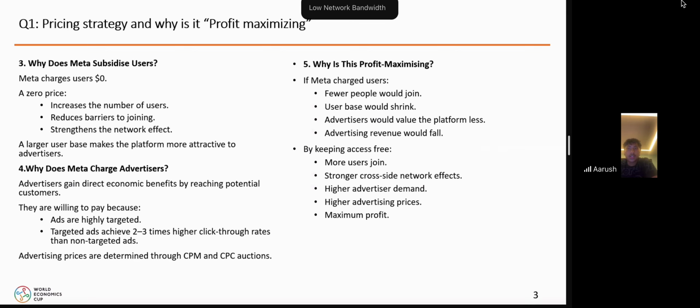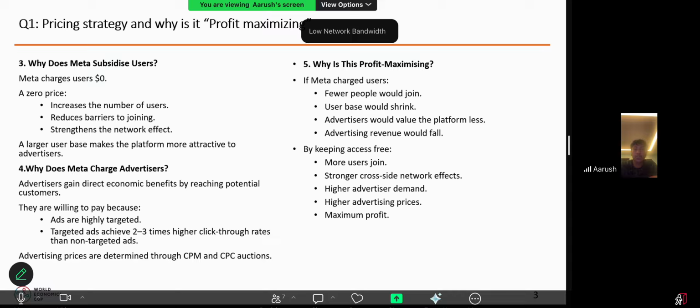Now let's look at the pricing strategy and why it is profit maximizing. First, Meta subsidizes the users. Meta keeps the platform free because a zero price attracts more users and lowers the barrier to entry. A larger user base strengthens the cross-side network effect, making the platform more attractive to advertisers. On the other hand, advertisers are willing to pay because Meta uses user data to deliver highly targeted advertisements. These ads are more effective at reaching potential customers.